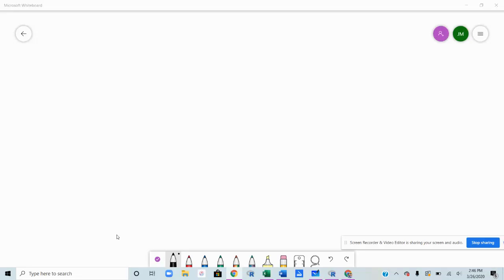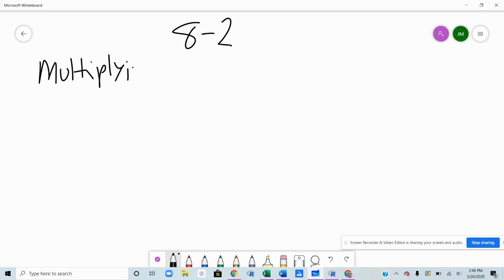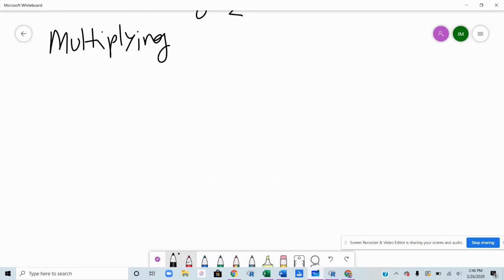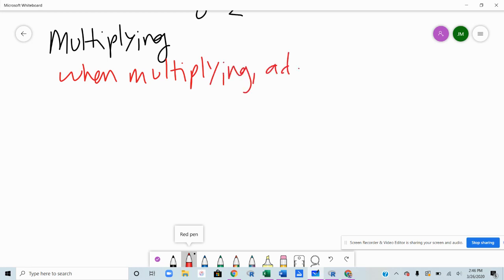Right, now we're going to do some review from 8.2. So it would be very beneficial if you have those notes to get those out and look at those. 8.2 focused on multiplying polynomials. Okay, so there's a couple of things that we need to remember. When multiplying, add exponents.